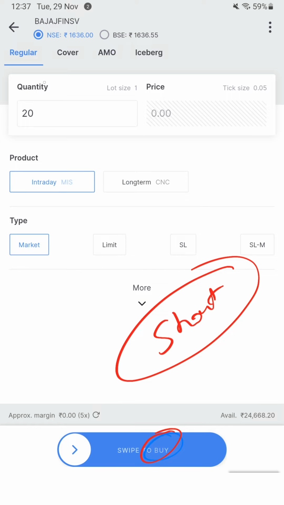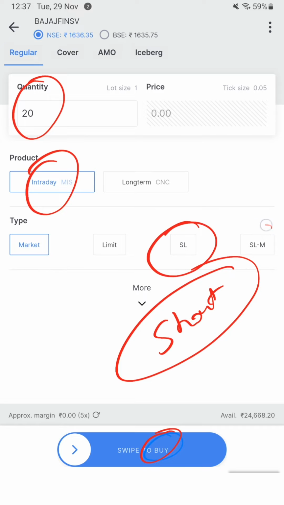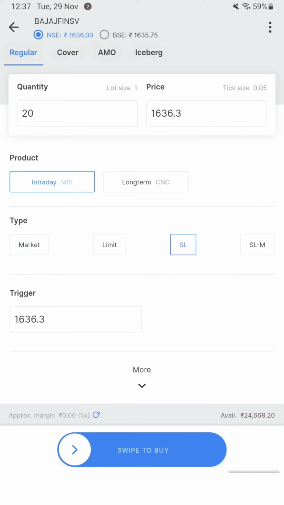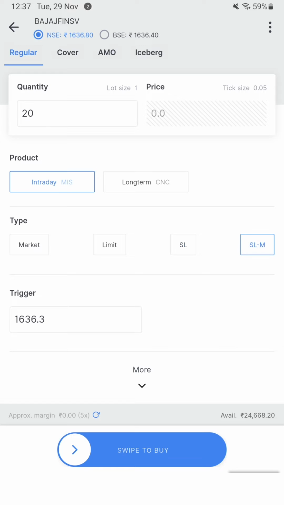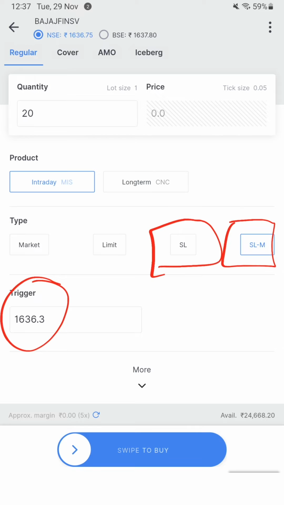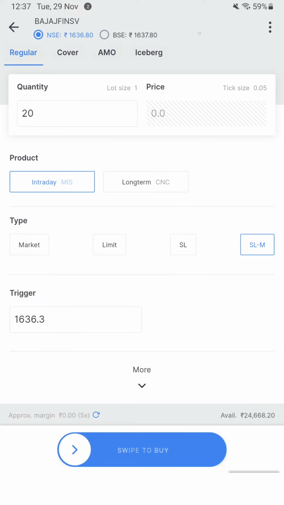Now this buy order is of the same quantity, 20. It's intraday, but I now need to select either stop loss or stop loss market to bring it into effect. Stop loss by itself will tell me to set a trigger and set a price. And if I say stop loss market, I only need to set a trigger. I have explained stop loss and stop loss market in depth in other videos.